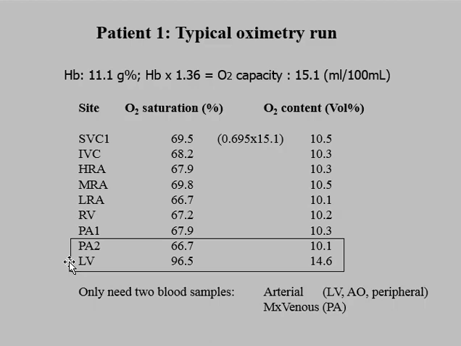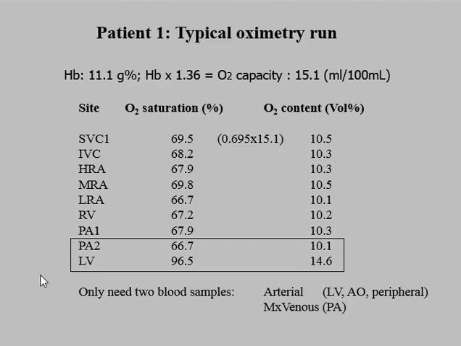We only need to take one arterial site because all arterial blood samples with a left ventricle, aorta, or a peripheral artery will have the same saturation. In this case, we took a left ventricular sample. What we do is we then measure the oxygen saturation directly and then calculate the oxygen content.